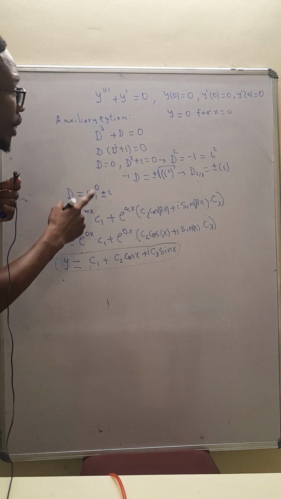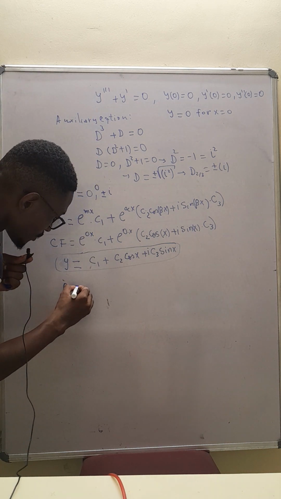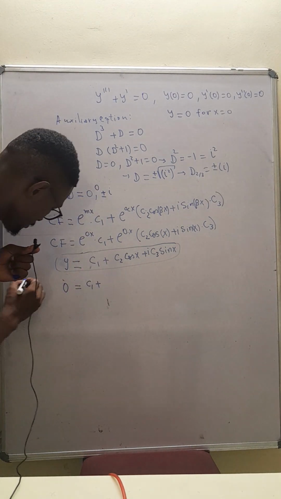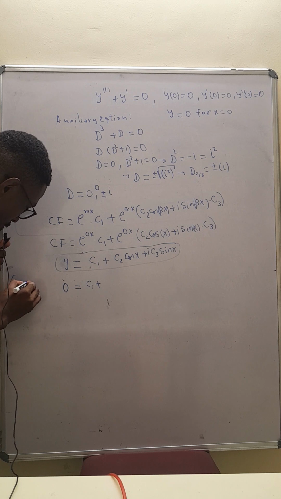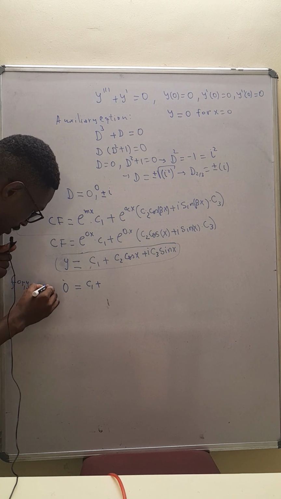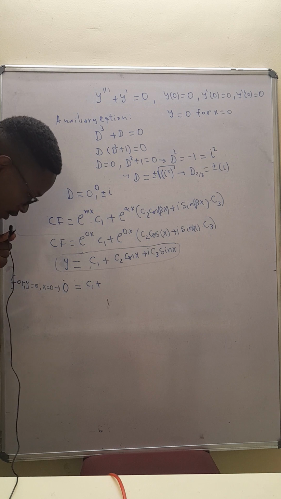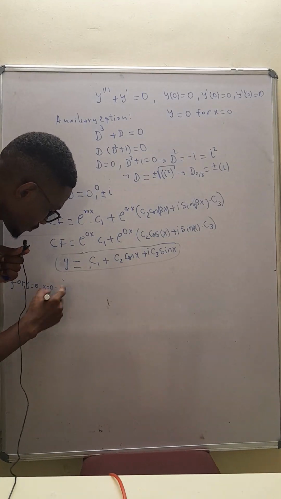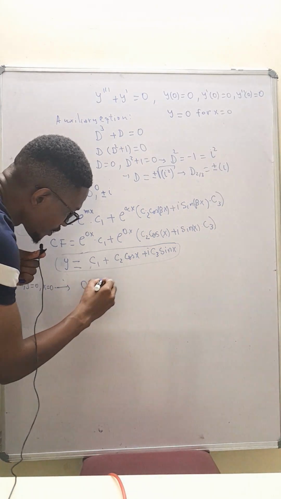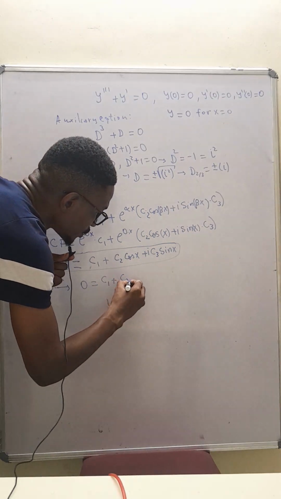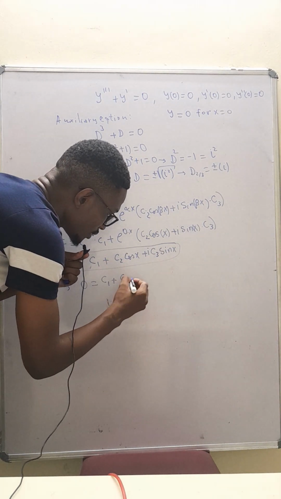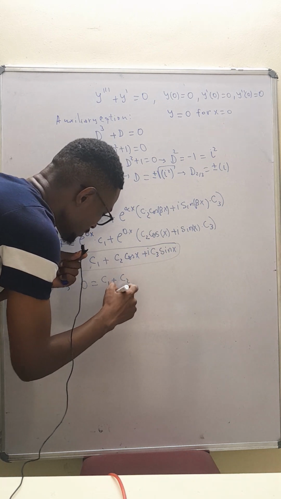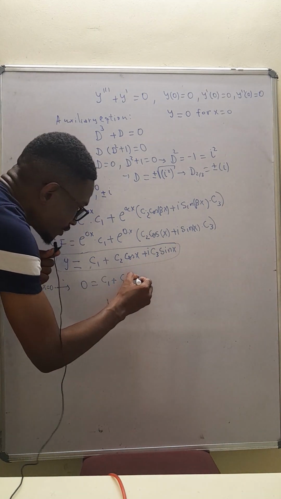Now, when y is 0, you put here 0 is equal to C1 plus, x is also 0. This is for y 0, x 0. Then just substitute in this: 0 equals C1 plus C2. Cos of 0 is 1, so multiplying by 1 it's the same. Sine of 0 is 0, so this is the first equation.